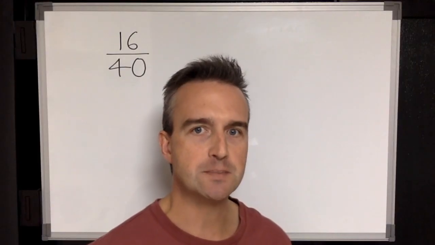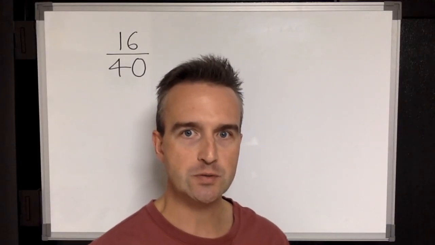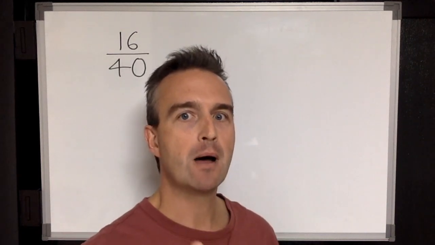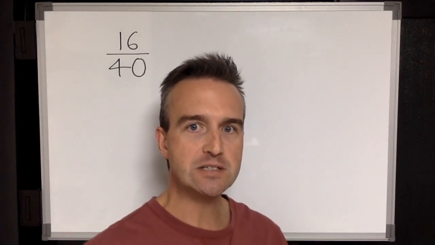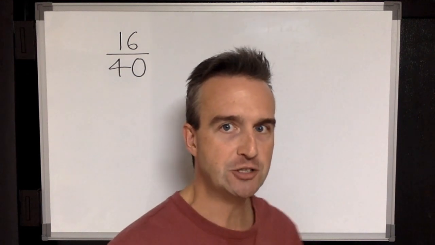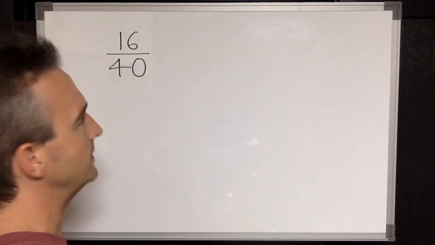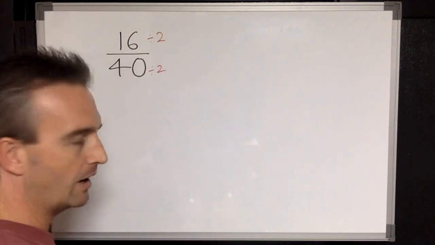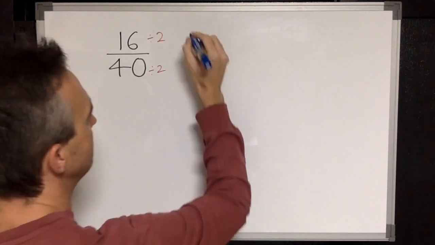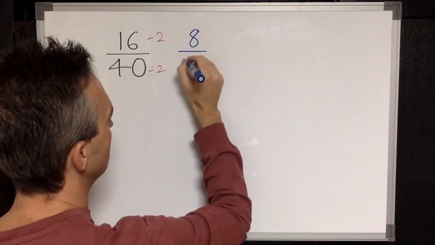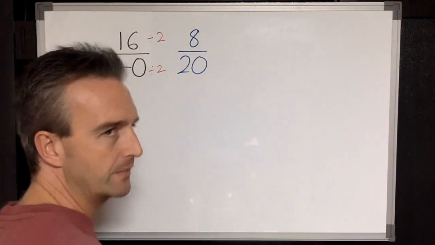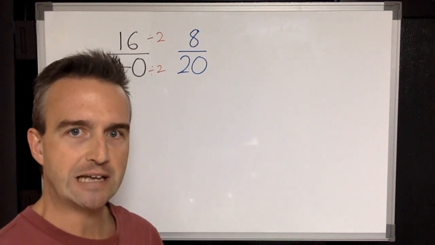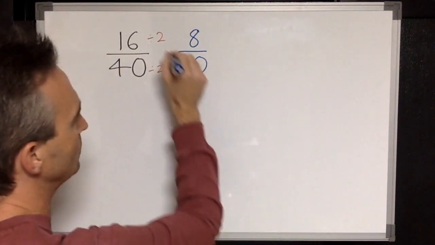So before we talk about simplifying, there's a little trick we can do with fractions. What we can do is multiply or divide the top and the bottom by the same number, and we actually still get the same fraction. Let me show you. If I divide the top here by 2 and the bottom by 2, I get this fraction, 8/20. The numbers are different, the fraction looks different, but it's actually the same number. These are equal.